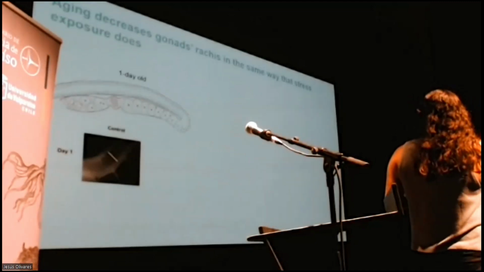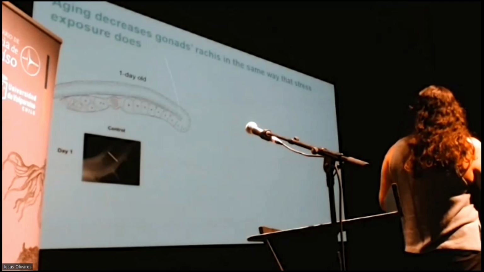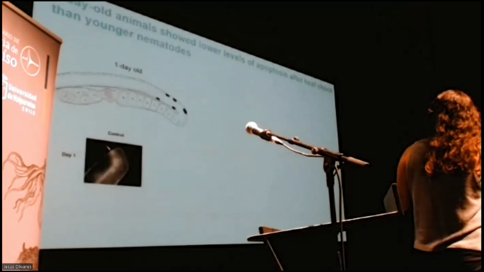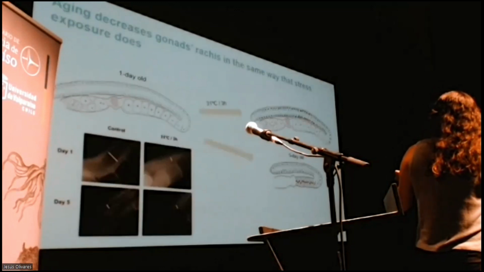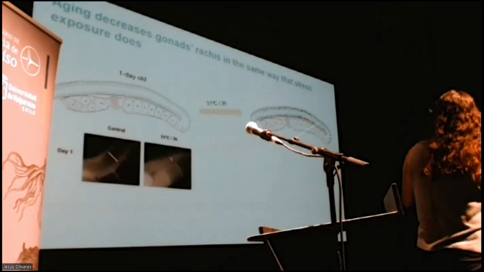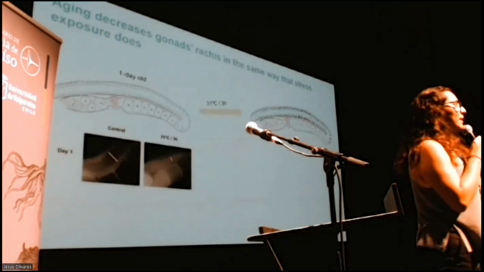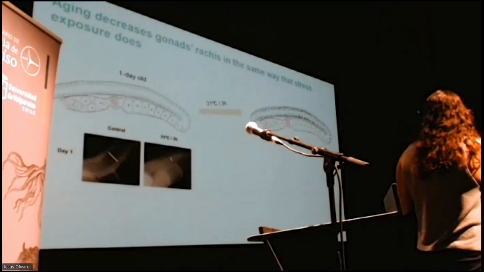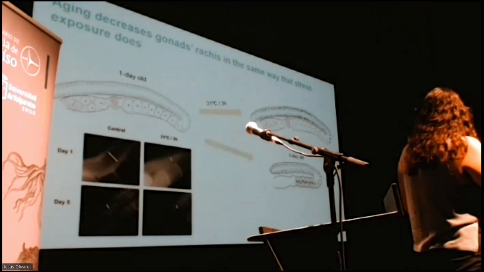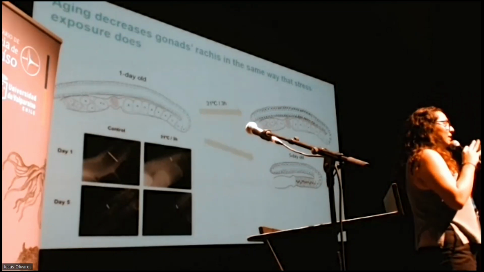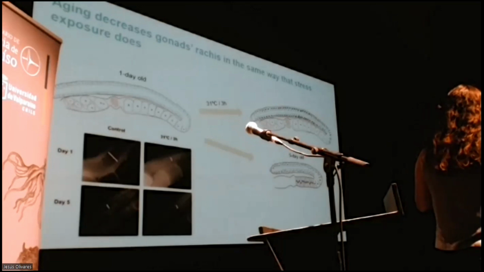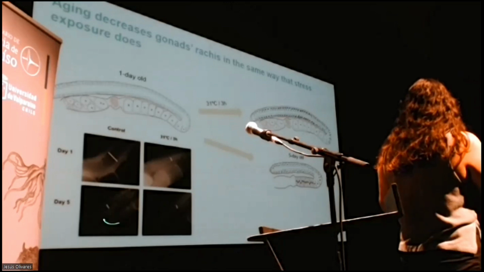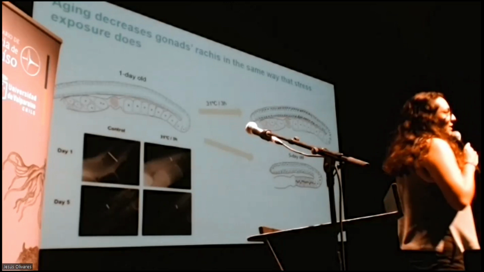In the case of the rachis, here is how the rachis looks in control condition, and after the stress, this is how the rachis size decreases. In old worms, something interesting is that the rachis has already decreased in size, and after the stressful condition, we didn't see any change in the size. And this is really interesting.